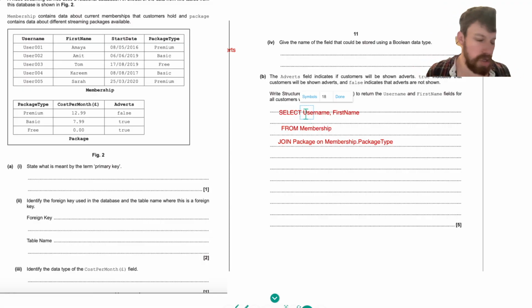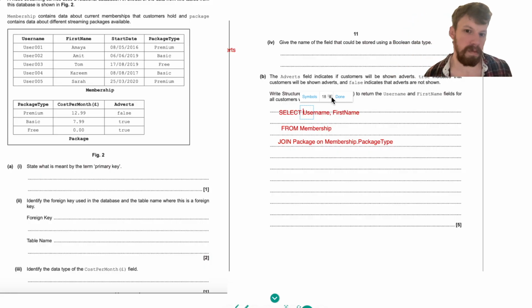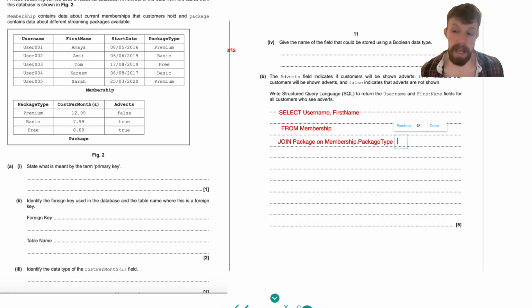I've also seen people just use the dot notation where they would put membership dot username and membership dot first name. That's absolutely fine as well. People would say it's a little bit unnecessary because username and first name are not in the other table. It's used to distinguish which one you're talking about. But yeah, you can do that as well because it's a good habit to get into, and it's going to be equal to package, which is the table name of the other one, package, and then we're going to put package type.